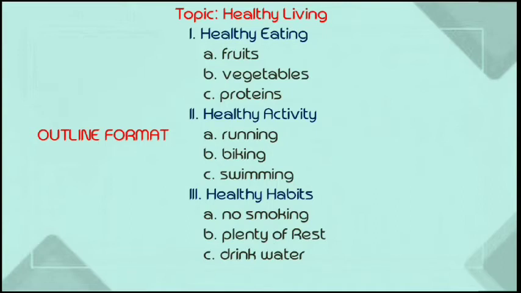You could observe also that in Roman numeral number 1, healthy eating, under this are subpoints: A. Fruits, B. Vegetables, C. Proteins. These are things that we need to promote healthy eating. On Roman numeral number 2, we have healthy activity. We have subgroups: A. Running, B. Biking, C. Swimming. So these three are healthy activities that we can do. Three, healthy habits. A. No smoking. B. Plenty of rest. C. Drink water. These three are healthy habits that we can do.